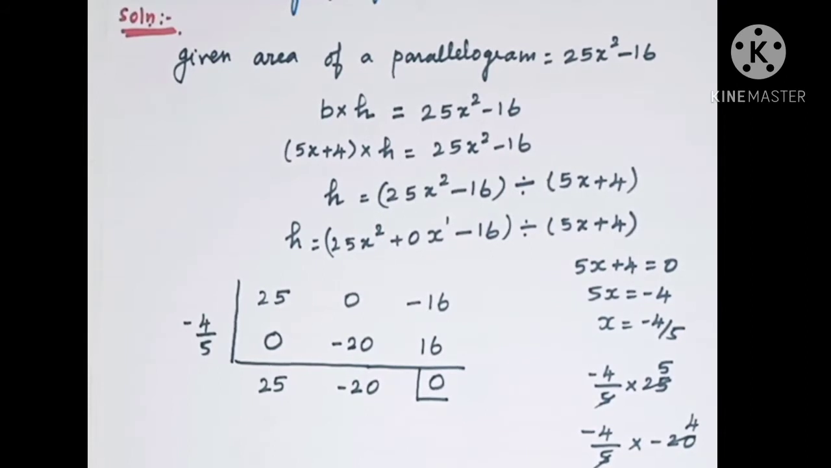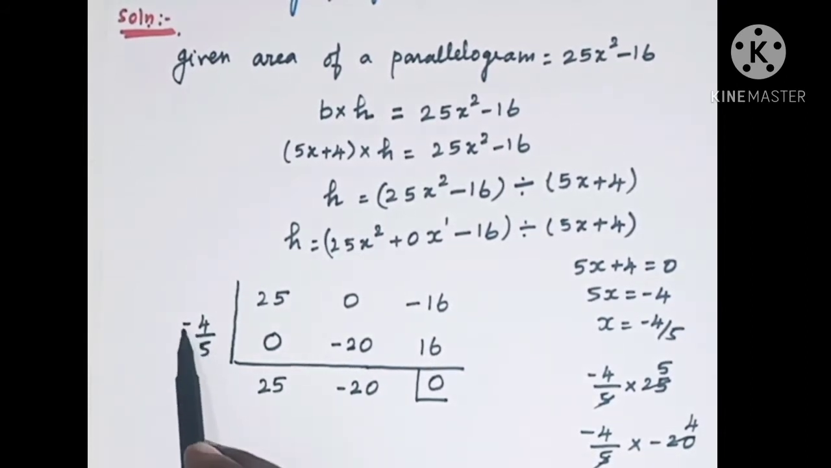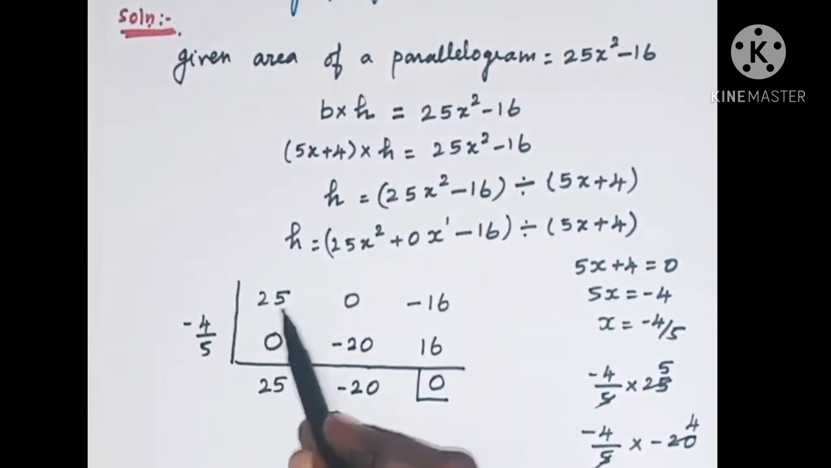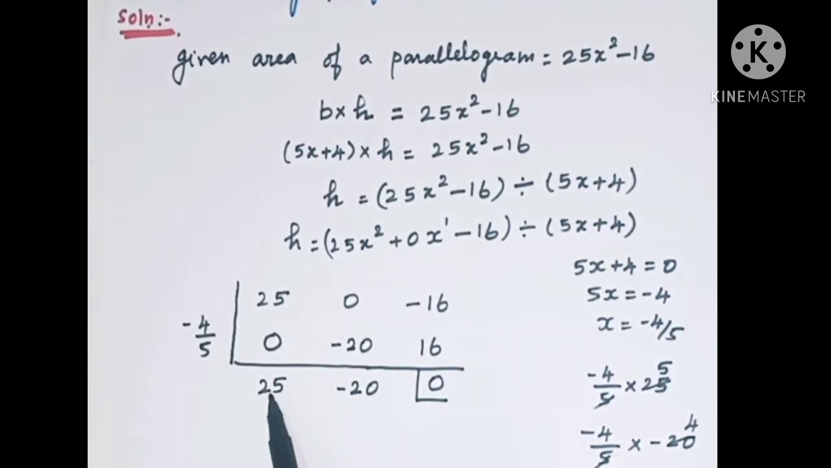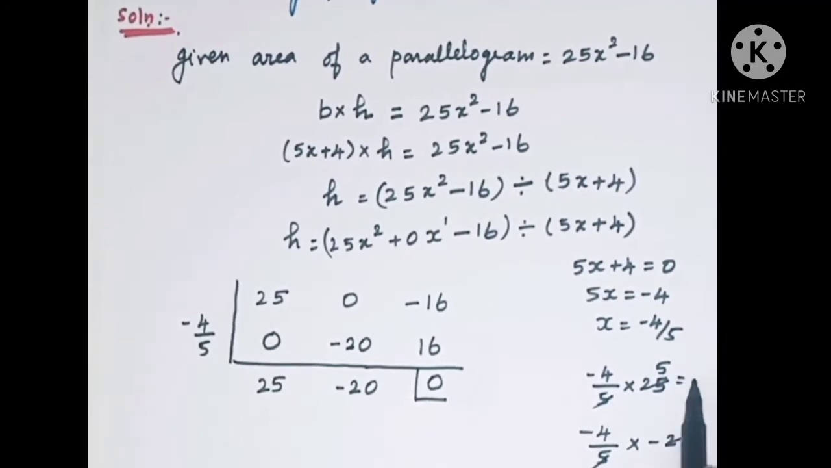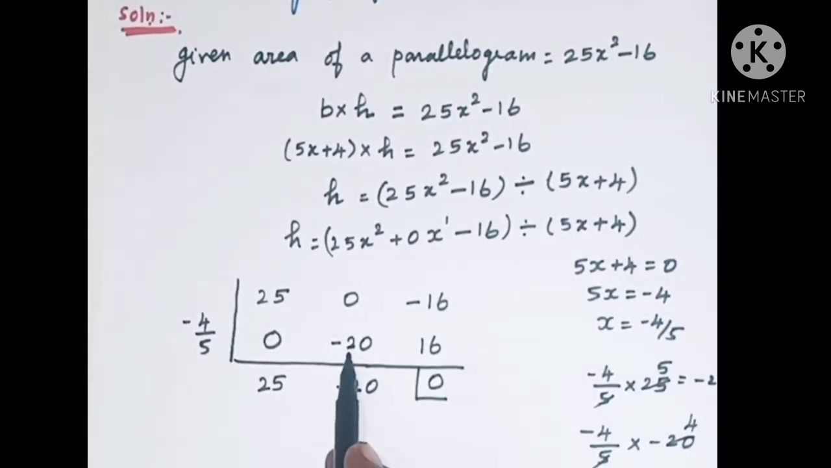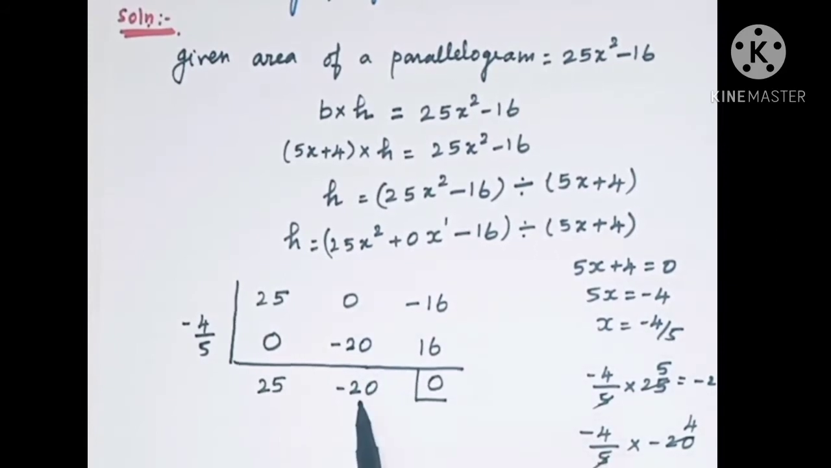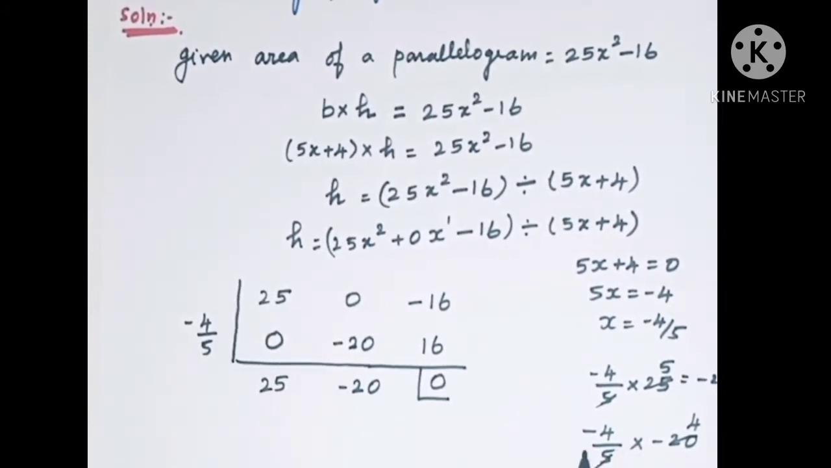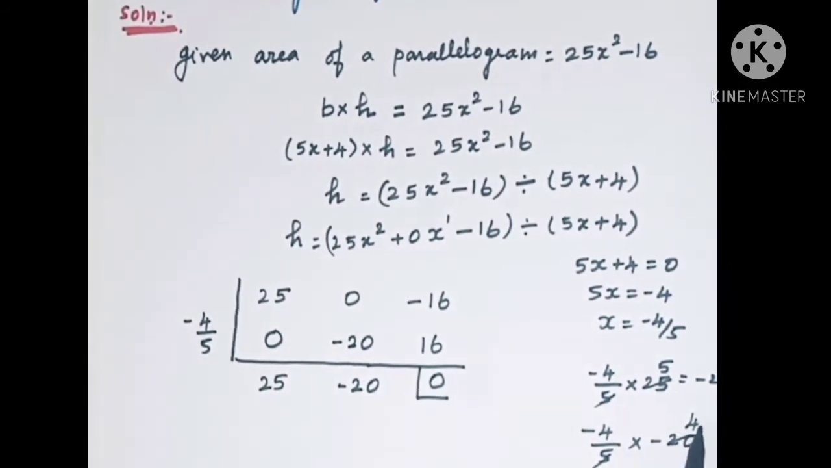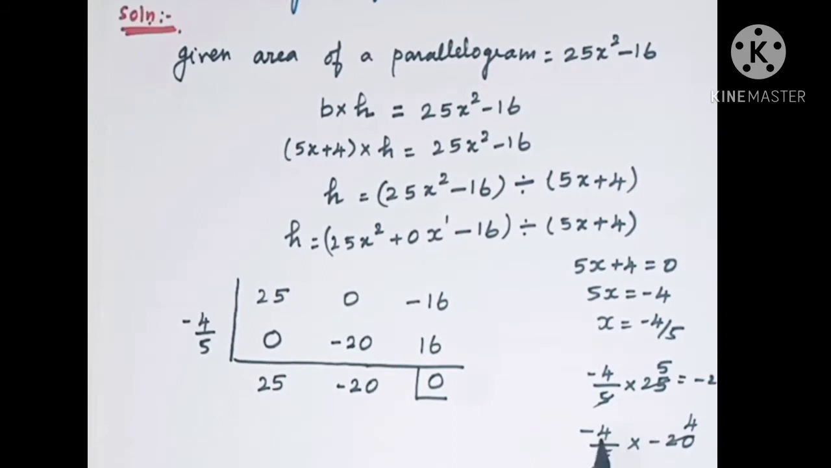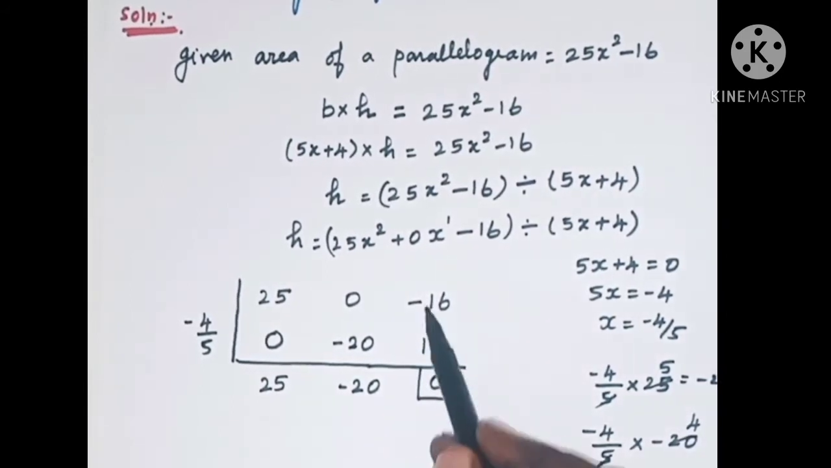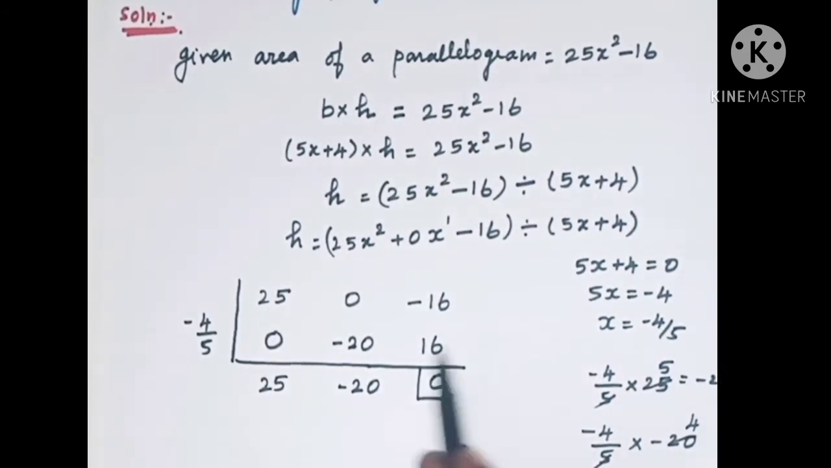Okay, I will repeat it once again. So here we have to write minus 4 by 5. 25 plus 0 is 25. Multiplying these two terms, here we will get minus 20. And adding these two terms, 0 minus 20 is minus 20. Again multiplying these two terms, minus 4 by 5 into minus 20, we'll get 4 5s are 20 and 4 4s are 16. Minus into minus plus 16. Minus 16 plus 16 will become 0.